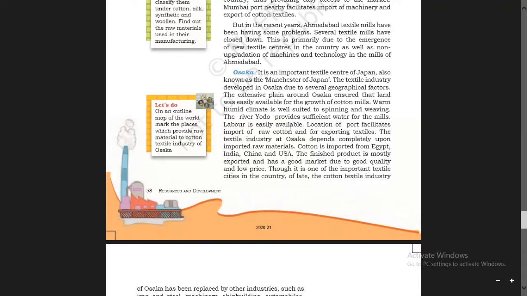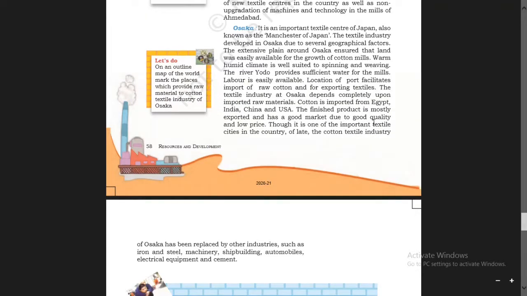Labor is easily available. Location of port facilities is important, facilitating import of raw cotton and exporting textiles. See, these are the factors you have to know, boys. The textile industry at Osaka depends completely upon imported raw materials. Cotton is imported from Egypt, India, China, and USA. The finished product is mostly exported and has a good market due to good quality and low price.